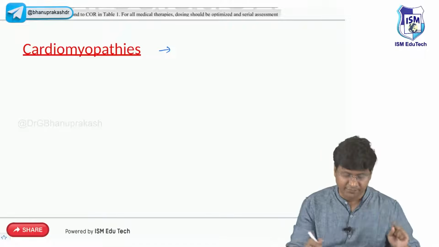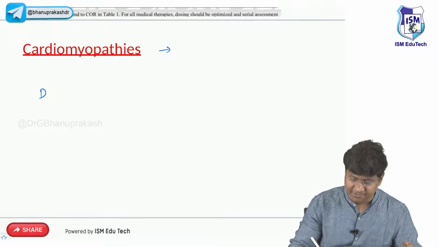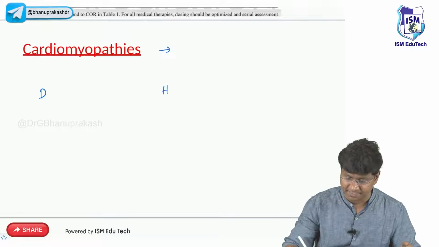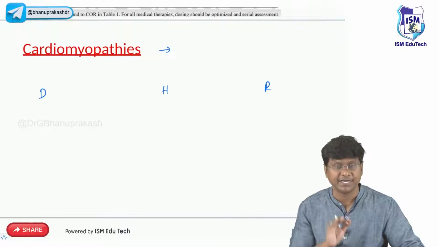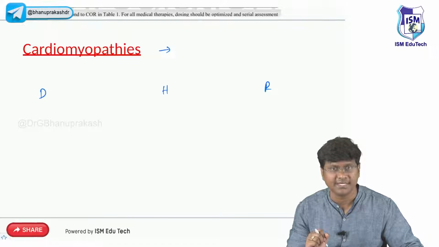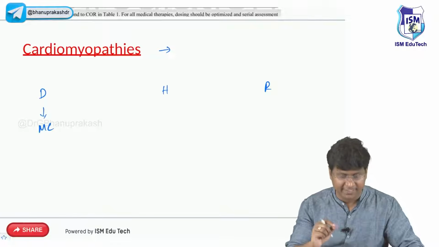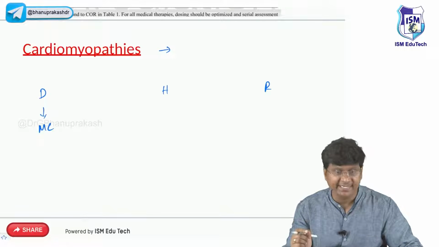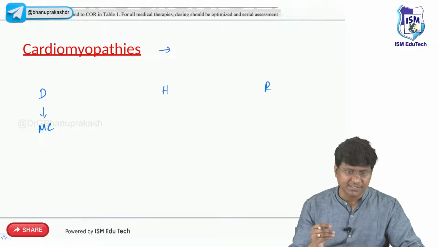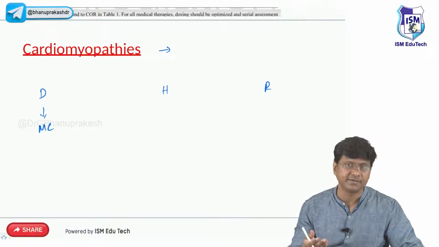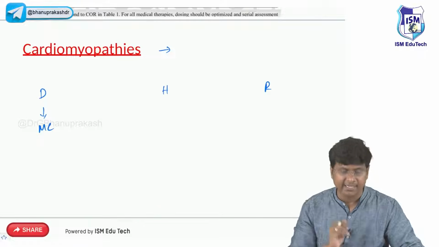So we have three forms of cardiomyopathy: dilated cardiomyopathy, hypertrophic cardiomyopathy, and restrictive cardiomyopathy. These are the three forms of cardiomyopathies, out of which the most common form will be your dilated cardiomyopathy. Now let me discuss some of the important previous year questions, as well as these cardiomyopathies in detail.